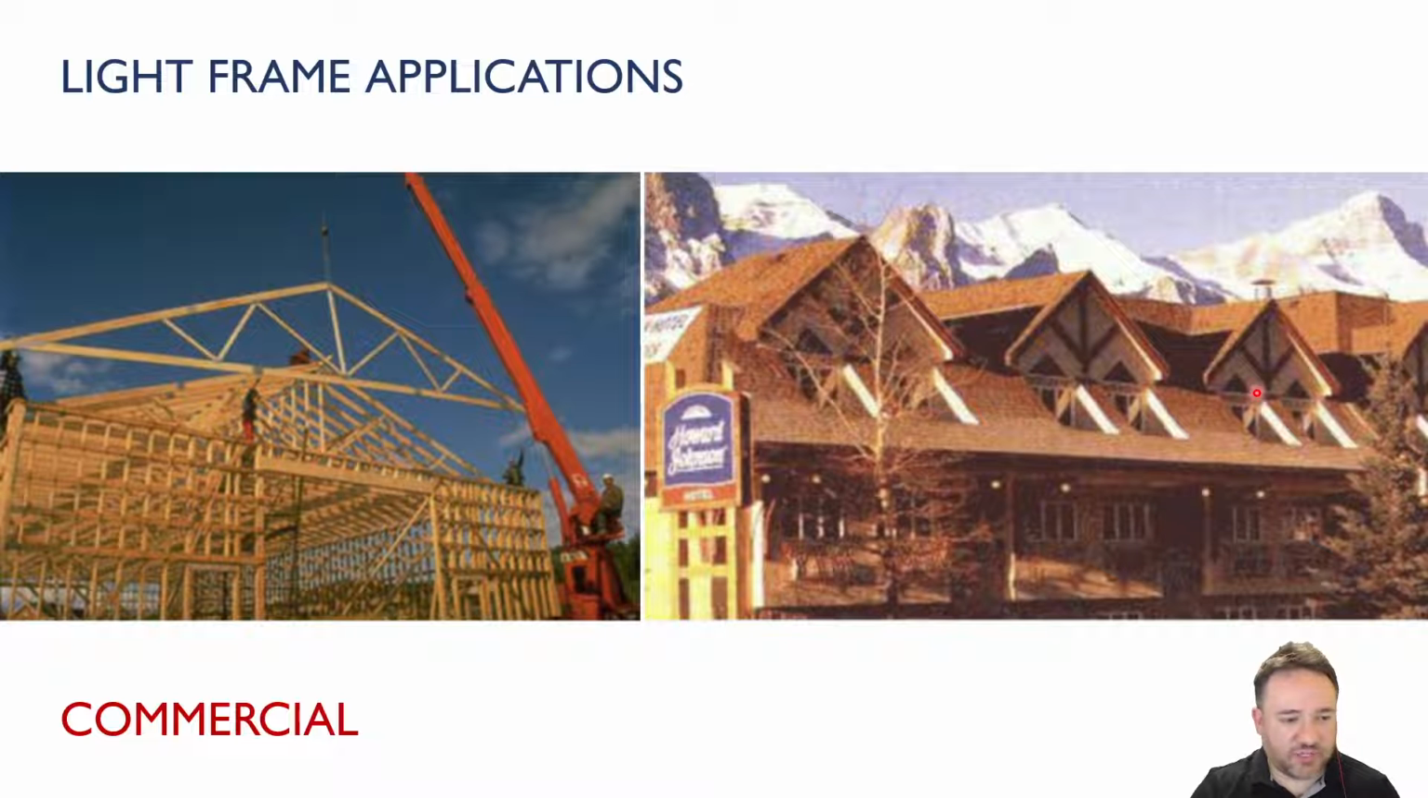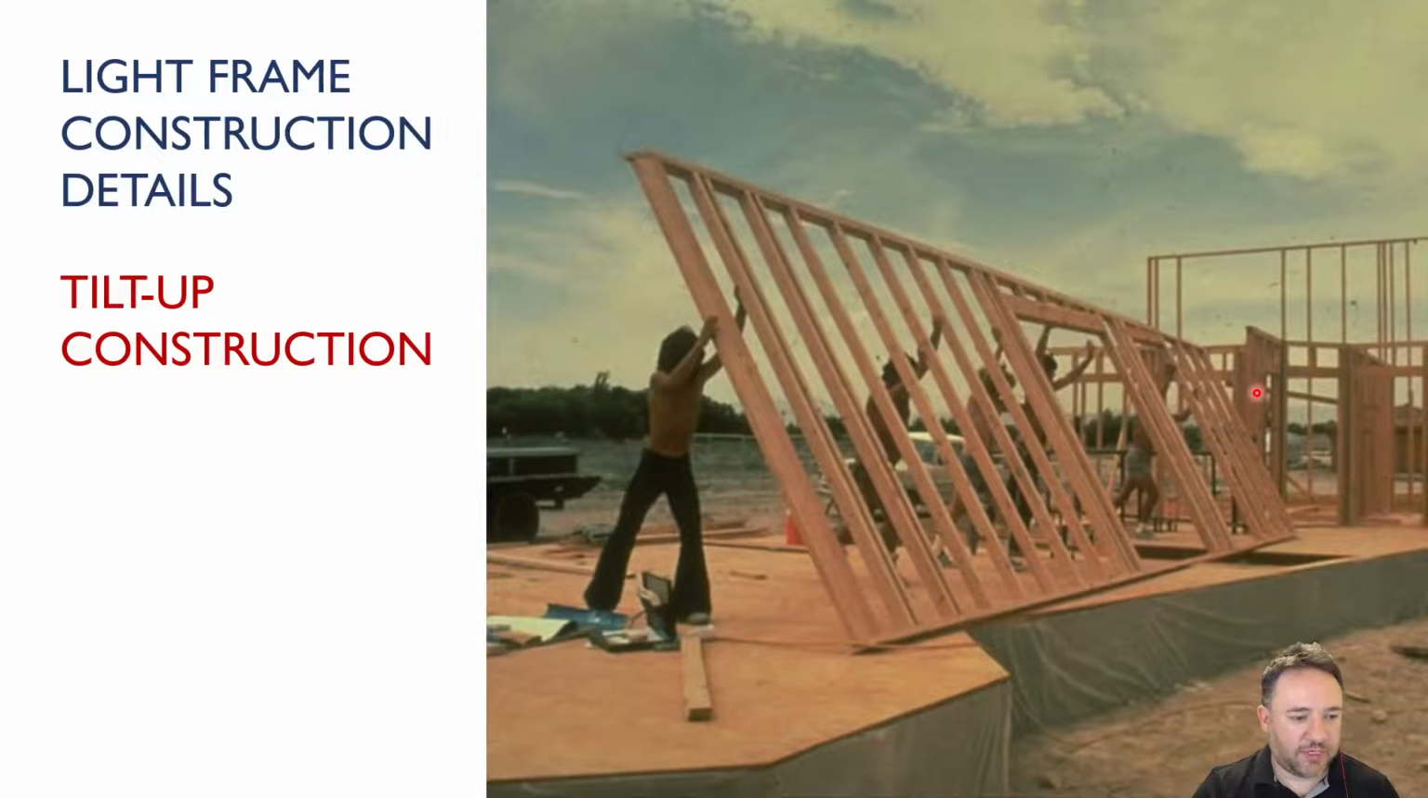The application for light frame in commercial is only growing because of building code changes allowing up to 5-story structures made out of light frame construction. So we're going to see a lot more of these larger structures being built out of light frame now and in the near future. So this is what they mean by tilt-up construction, which I think I mentioned earlier.